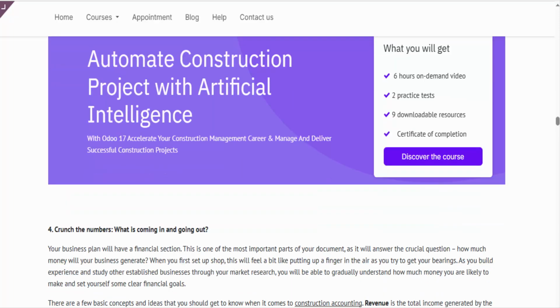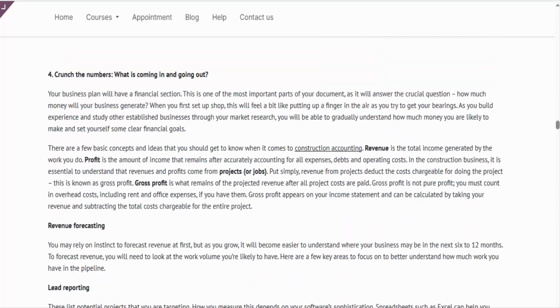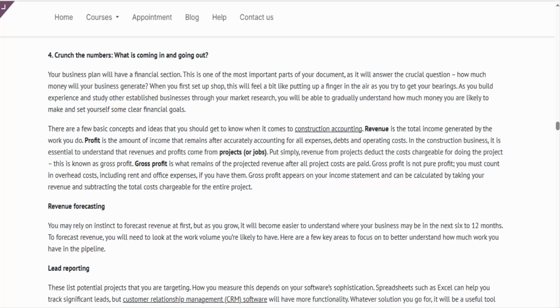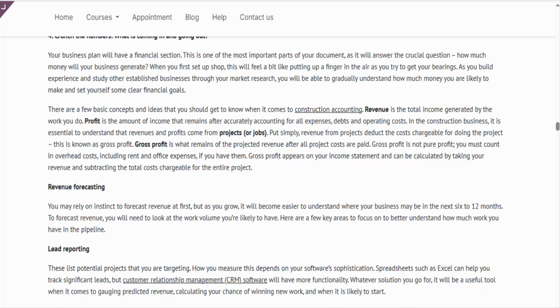4. Crunch the numbers. What is coming in and going out? Your business plan will have a financial section. This is one of the most important parts of your document, as it will answer the crucial question, how much money will your business generate? When you first set up shop, this will feel a bit like putting a finger in the air as you try to get your bearings. As you build experience and study other established businesses through your market research, you will be able to gradually understand how much money you are likely to make and set yourself some clear financial goals.